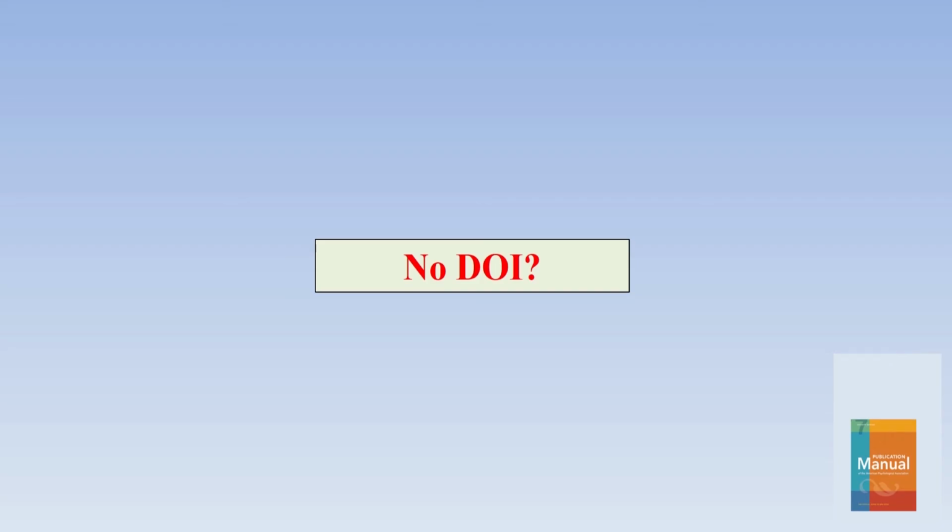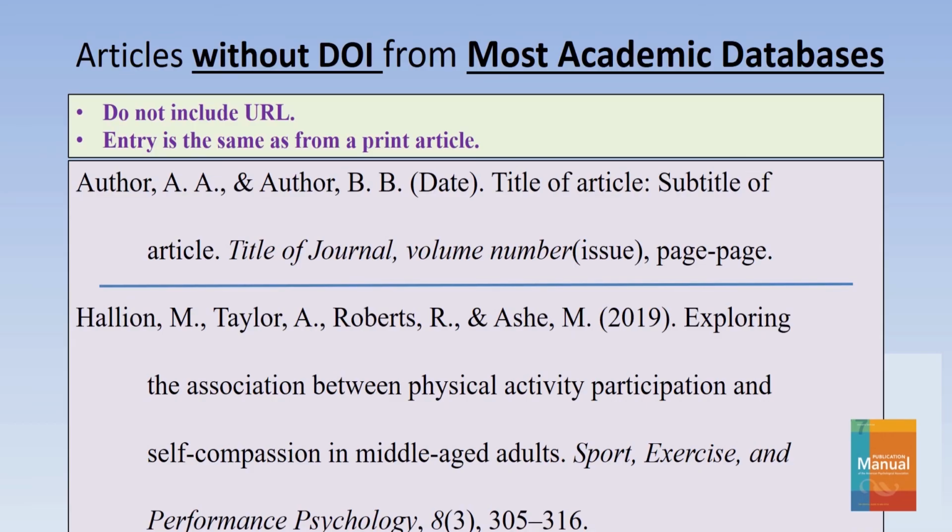If your article does not have a DOI, there are several things to consider. If the article was originally published in a journal or on a website and is included in a database such as the EBSCO or Gale databases but does not have a DOI, you will conclude the entry after the page number. Do not include the database name or any URL. This entry will look the same as if it was from a print journal.